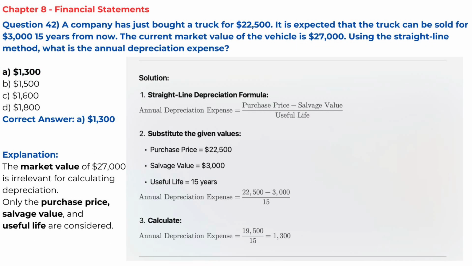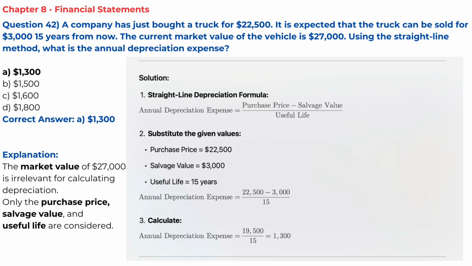Question 42. A company has just bought a truck for $22,500. It is expected that the truck can be sold for $3,000 15 years from now. The current market value of the vehicle is $27,000. Using the straight-line method, what is the annual depreciation expense? Solution: Step 1. Straight-line depreciation formula. Annual depreciation expense equals purchase price minus salvage value divided by useful life.